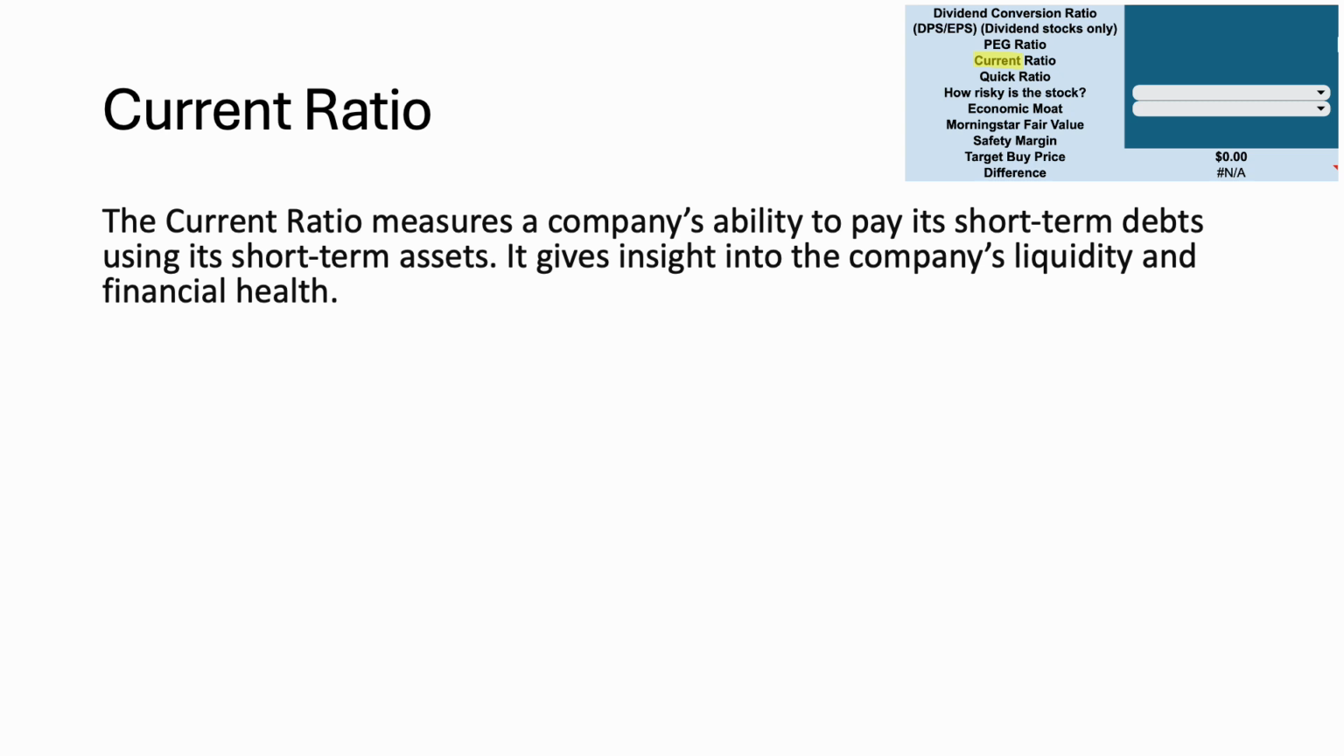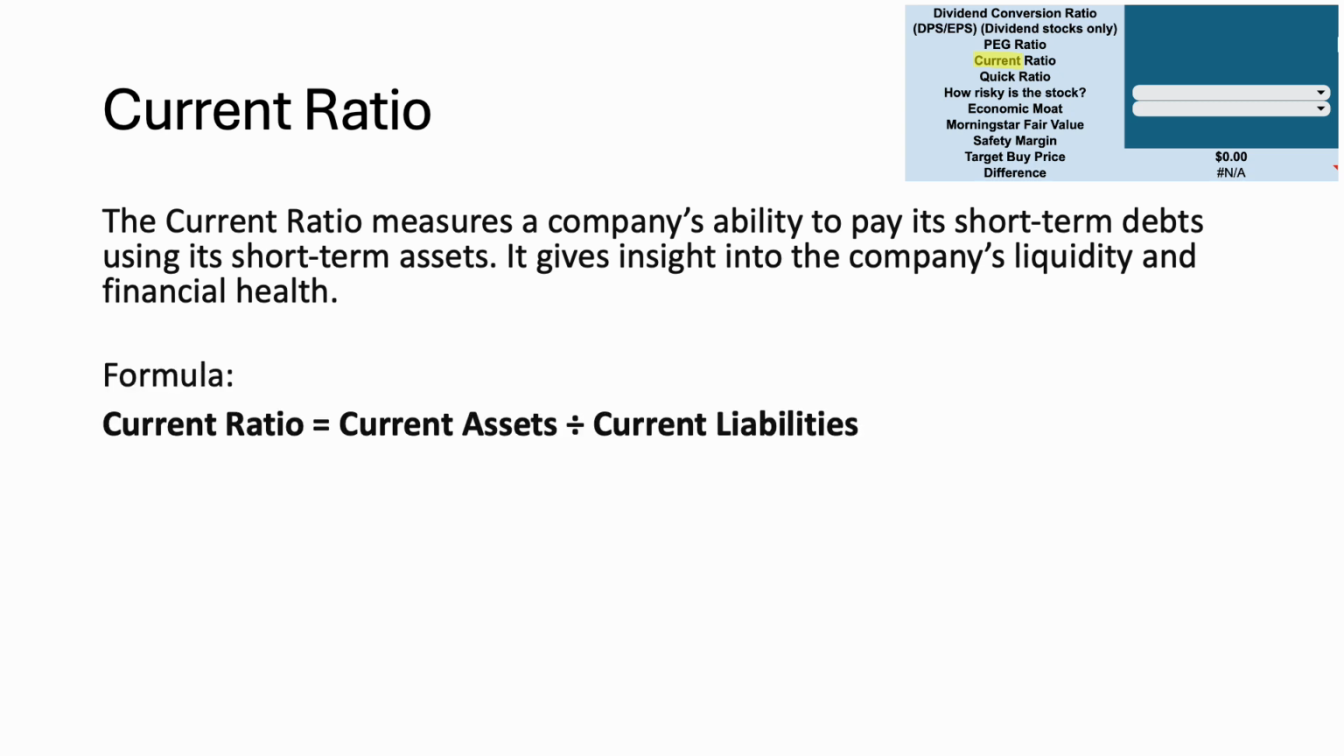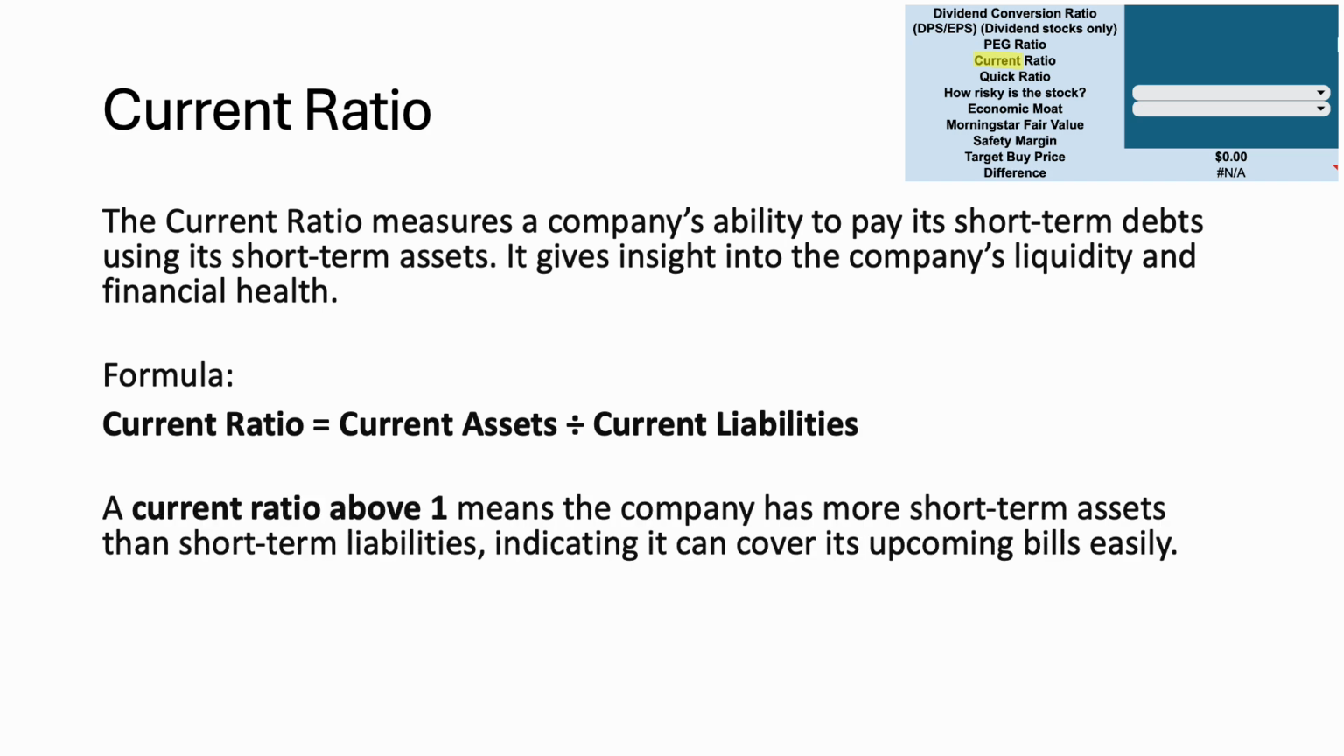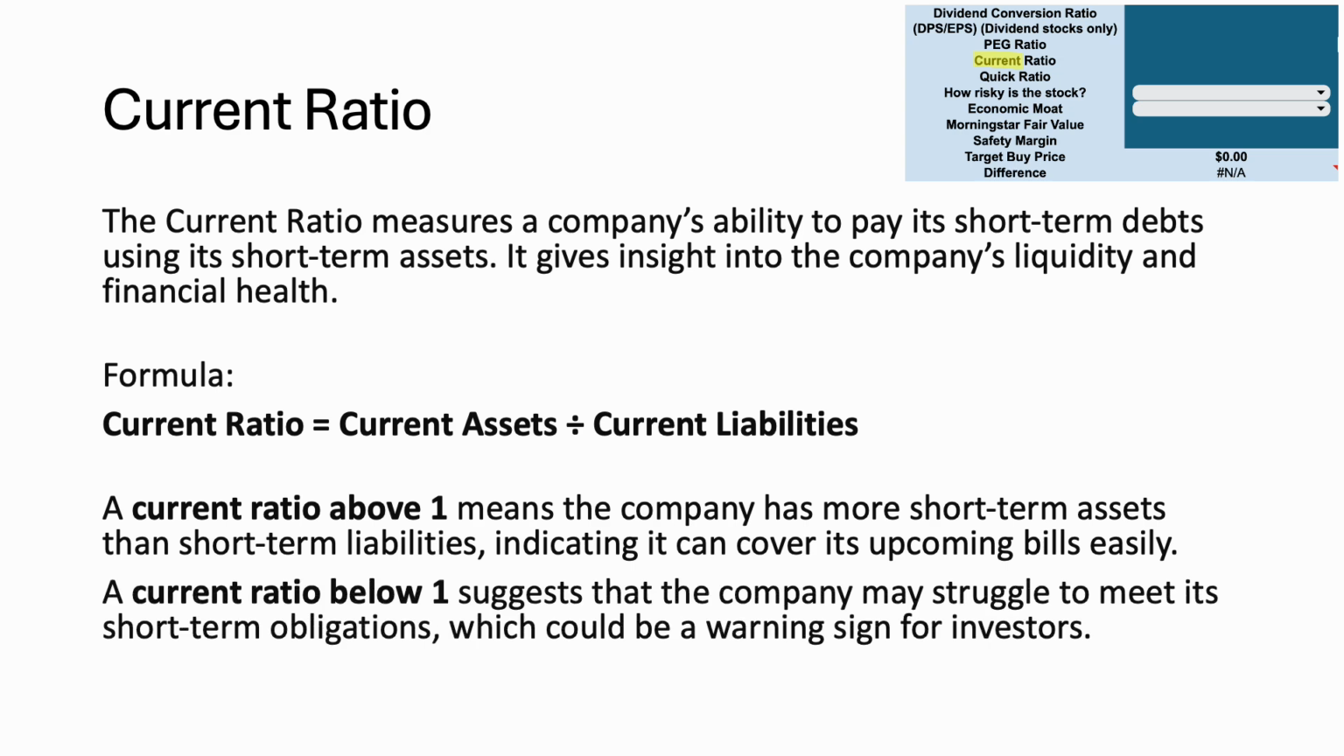The next thing is current ratio. This gives you an example of how soon, or whether, a company can pay back money instantly if they do need to. The way it's worked out is you take the current assets and divide it by the liabilities, and it gives you a ratio. A ratio more than 1 means that the company has more assets than liabilities, which is a good thing because they can cover upcoming bills easily.